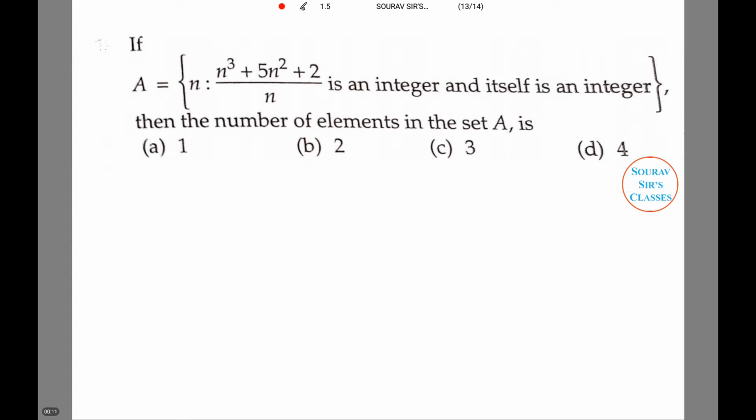So let us first read the question. The question is, if A is equal to {n : n is an integer and (n³ + 5n² + 2)/n is also an integer}, then we have to comment on the number of elements in the set A. So we have (n³ + 5n² + 2)/n, which can be rewritten as n² + 5n + 2/n.